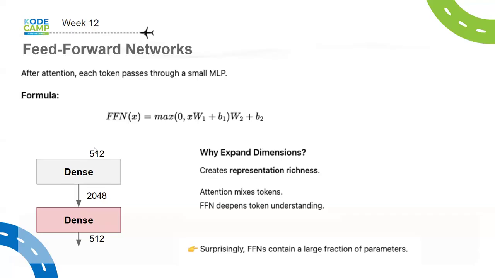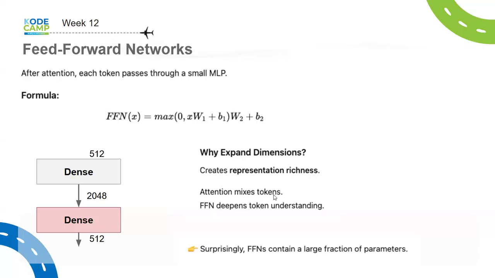So what that does is that it helps to essentially increase the amount of knowledge that can be represented by this. But after this, it is squeezed back to exactly the same dimension as the input again, right? So what it does is that it helps the model to have a deeper understanding of the tokens. So the reason why you expand the dimension is to create representational richness.